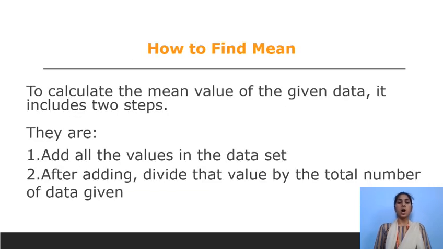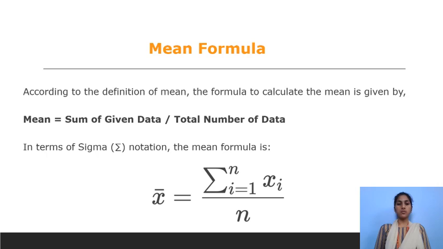And here, how to find mean? To calculate the mean value of the given data, it includes two steps. They are: add all the values in a data set. After adding, divide that value by the total number of the given data. And here is the mean formula. According to the definition of the mean, the formula to calculate the mean is: mean equals sum of given data divided by total number of data.